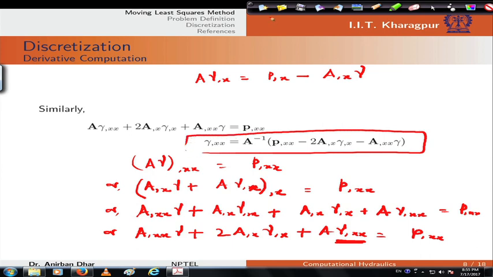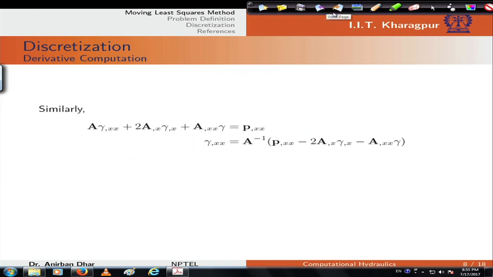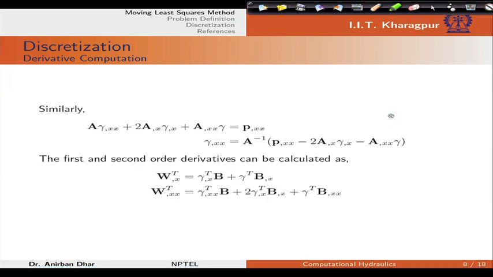So, this is all about calculation by indirect method. We are not directly differentiating the w with individual terms; we have transformed it with a new variable gamma, and we are calculating the derivative of that function. So, first and second order derivatives can be calculated like this.